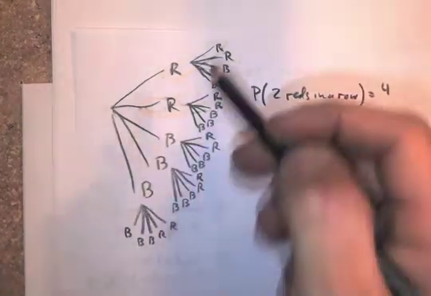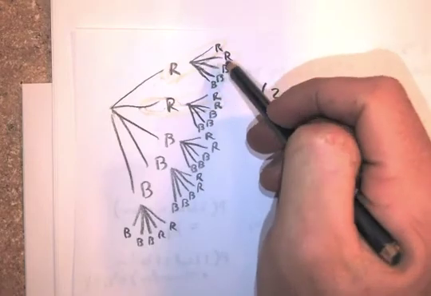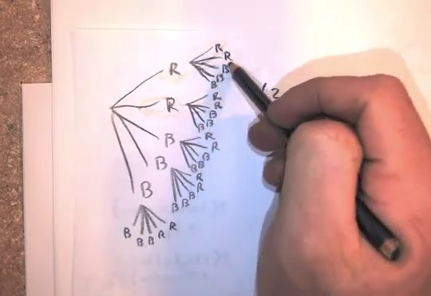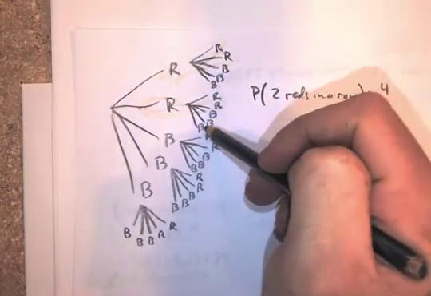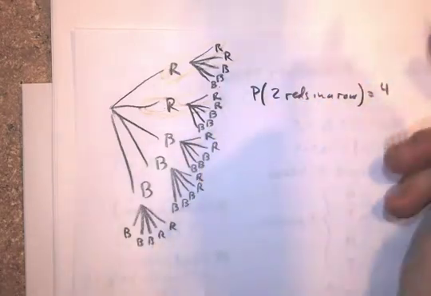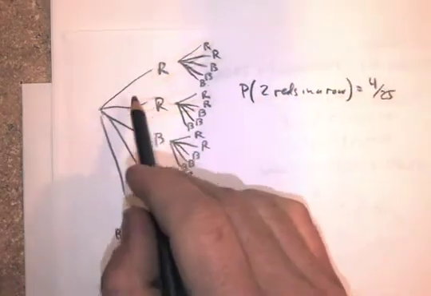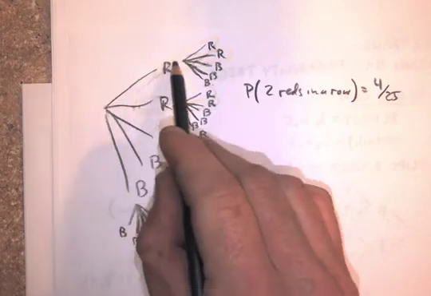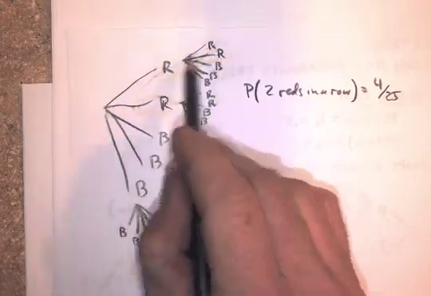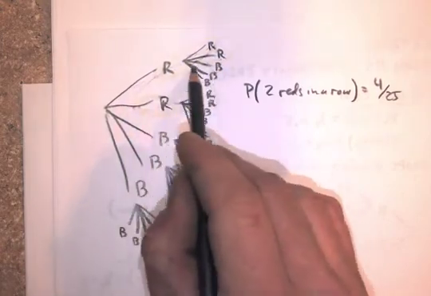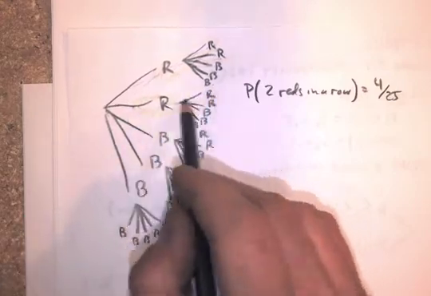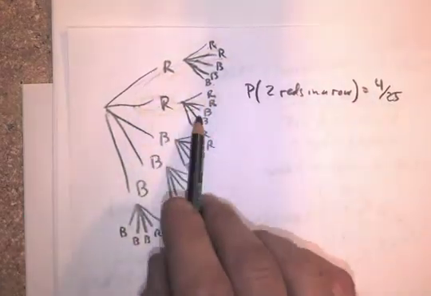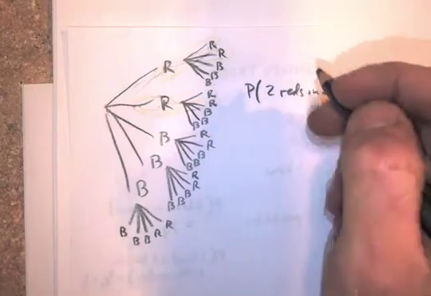Out of how many paths are here total? Well, if I count these ends, I'll know how many paths there are. So 5, 10, 15, 20. There's 25 paths here. So out of all these different paths, the path is like this: red, red. Or this red, red, red, blue, red, blue. Okay, out of all those different ways I can take, 4 out of the 25 have 2 reds in a row. Okay.